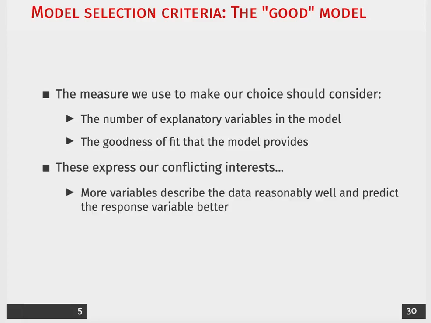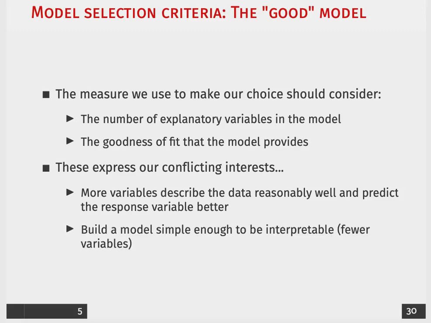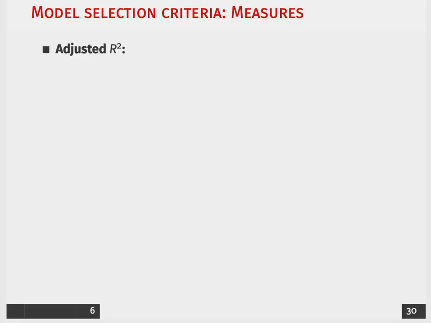So the more variables that we add, that's going to inherently describe the data better, and it's going to predict the response variable better. So we have to figure out a way to discount that to a certain extent. We want to build a model that's simple enough to be interpretable and have the fewest amount of variables while still having the best model fit.